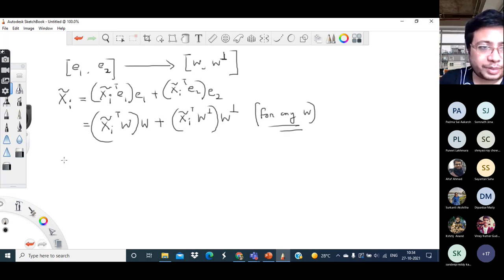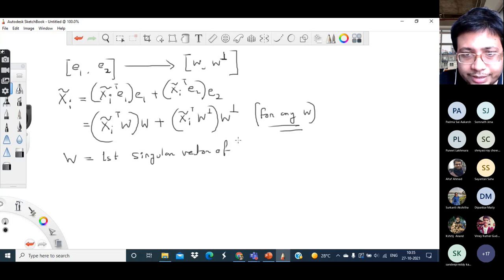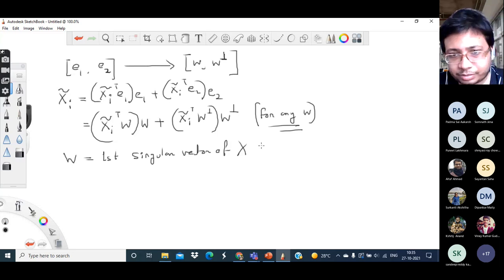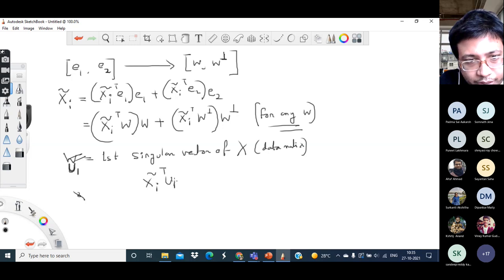Now consider the specific W which we are talking about, where W is the first singular vector of the data matrix X. Instead of calling it W, let me call it U1. So the projection of the data along that W which we have chosen is going to be nothing but xi tilde transpose U1 times U1. This is my projected data.